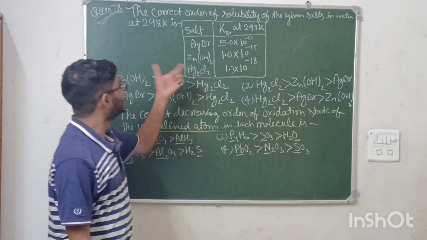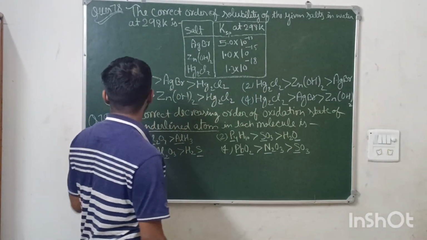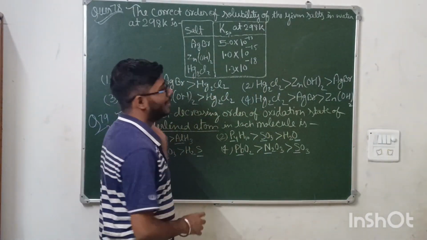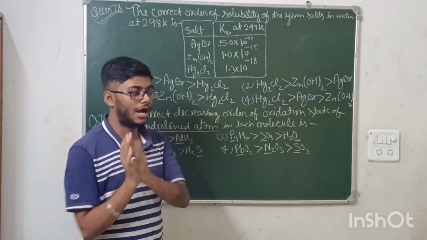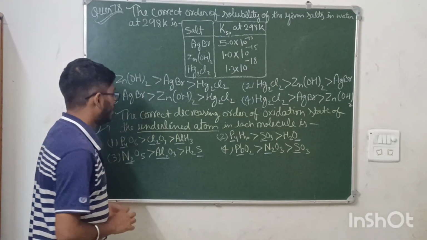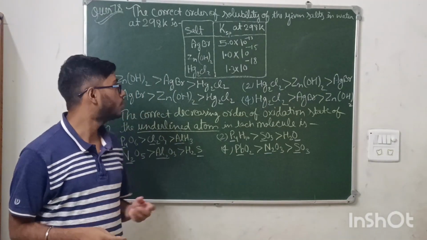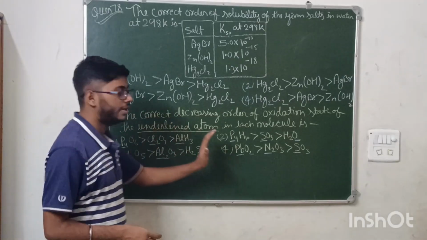Okay guys, moving on to the next question. Next are questions number 78 and 79. Question 78 is from the chapter ionic equilibrium, and 79 is from the chapter redox reaction. First of all, we are solving question number 79.